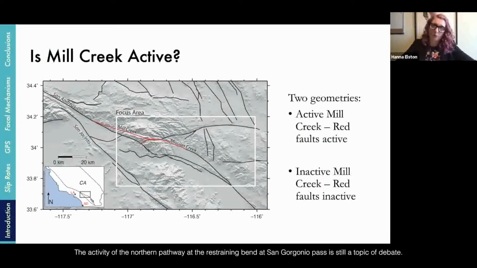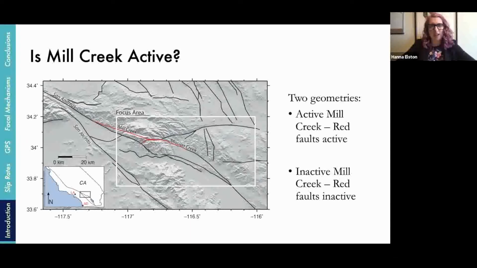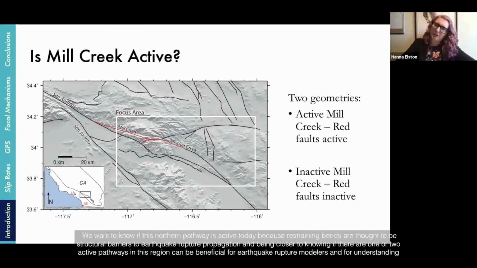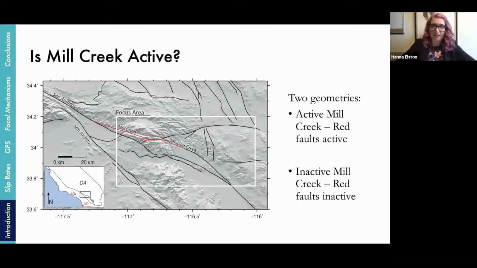The activity of the northern pathway of the restraining bend at the San Gorgonio Pass is still a topic of debate. We want to know if this northern pathway is active today because restraining bends are thought to be structural barriers to earthquake rupture propagation, and being closer to knowing if there are one or two active pathways in this region can be beneficial for earthquake rupture modelers and to understanding the seismic hazard of the area.